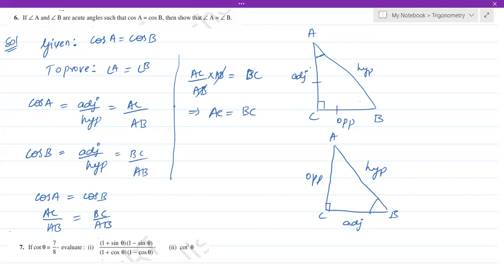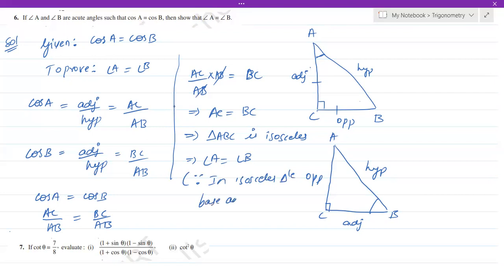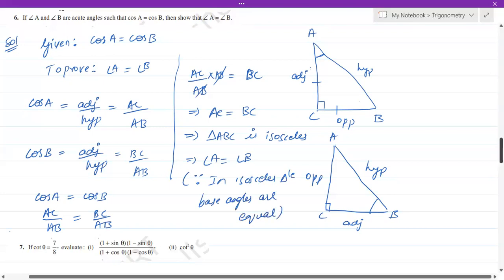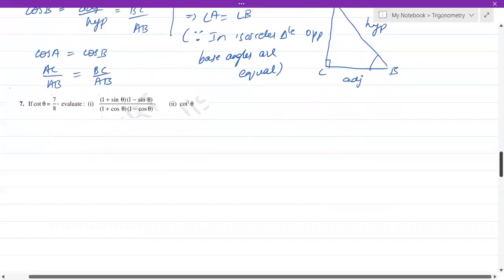We have got AC equals BC, which means it is a triangle in which two sides are equal. If two sides are equal, it becomes isosceles. If it is an isosceles triangle, the base angles are equal. Which are the base angles here? It is obviously angle A and angle B, isn't it? These are the base angles, which implies angle A is equal to angle B, because in an isosceles triangle, base angles are equal. That's the reason. Okay, so let's get into the next one.